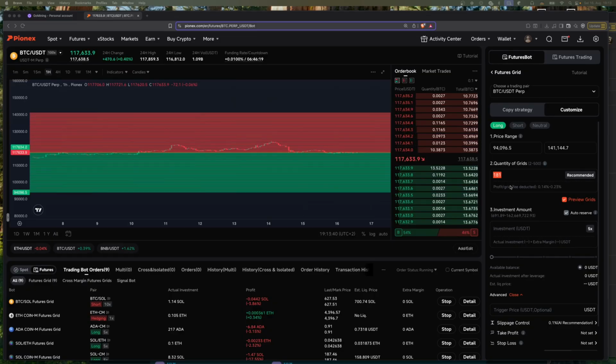And the higher the range is, the further apart are these grids. So you can see here that it says around 0.14% to 0.23% is the profit per arbitrage trade. Here's the first step where you can actually increase or decrease your earnings, but you need to play around with it.